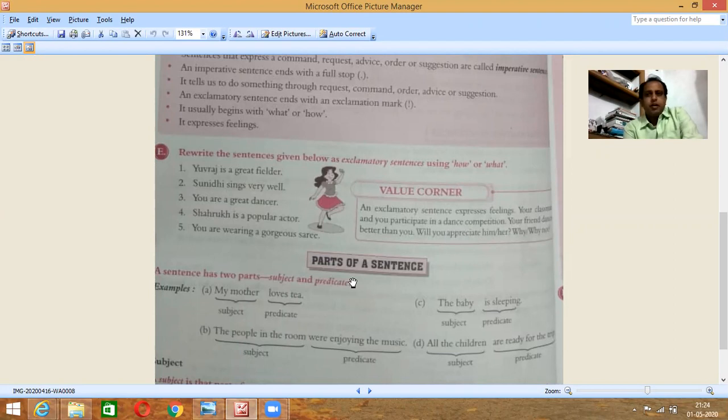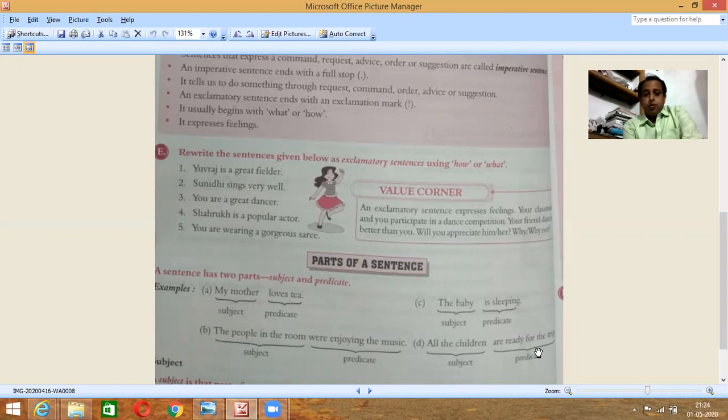In my previous video, I discussed kinds of sentences. Now today, I will discuss parts of a sentence. Okay, a sentence has two parts, subject and predicate. Some of you think that a sentence has two parts: one is subject, another is object. But no, if you think so, then you are absolutely wrong. A sentence has two parts, subject and a predicate.